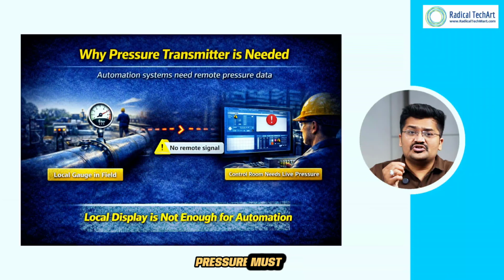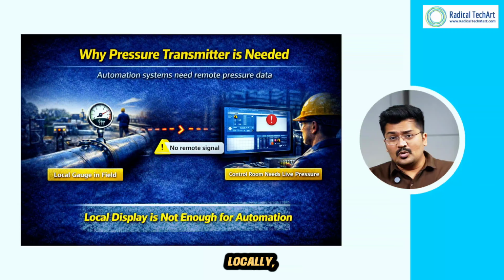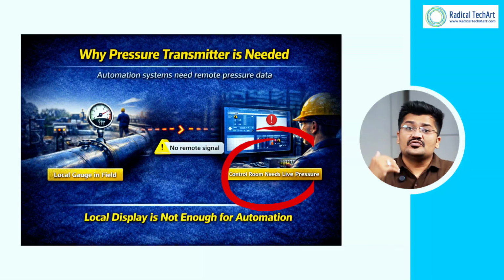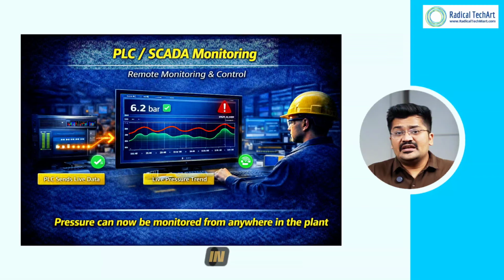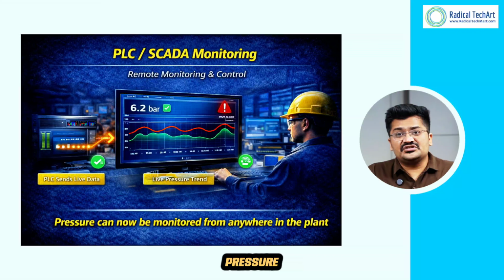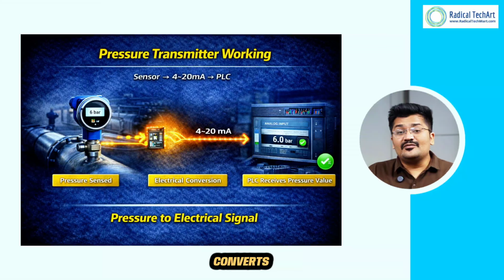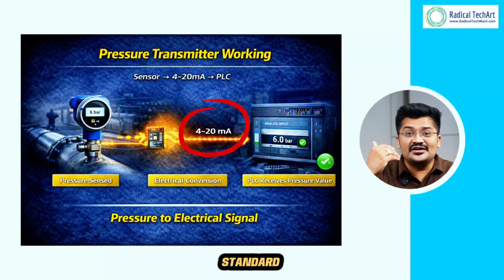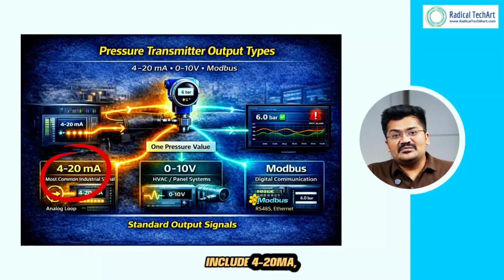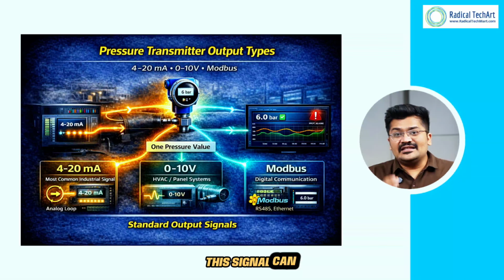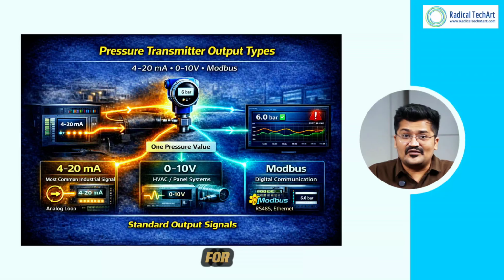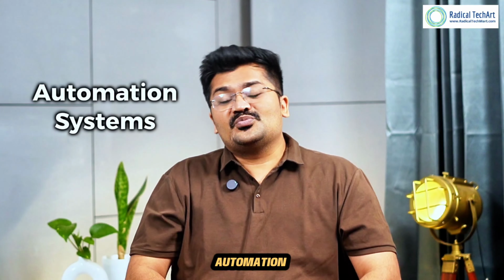Sometimes, pressure must not only be displayed locally but also sent to a control system. For example, PLC or SCADA systems, control panels. In such cases, we use a pressure transmitter. A pressure transmitter converts the measured pressure into a standard industrial signal. Here, the most common outputs include 4 to 20 mA, 0 to 10 volt, and Modbus communication. This signal can then be transmitted to a control system for monitoring and control. Pressure transmitters are widely used in automation systems.